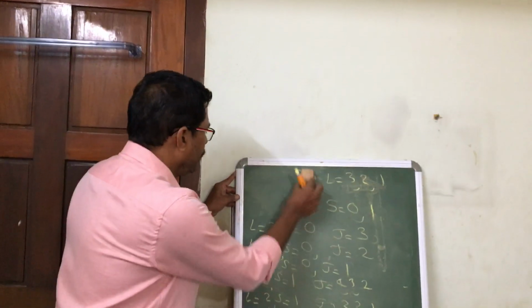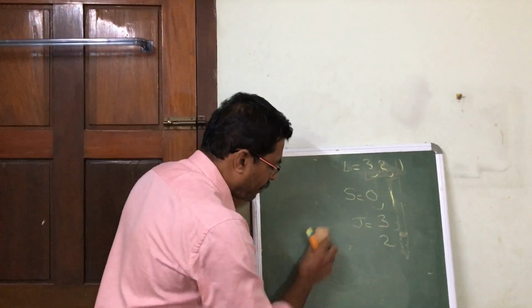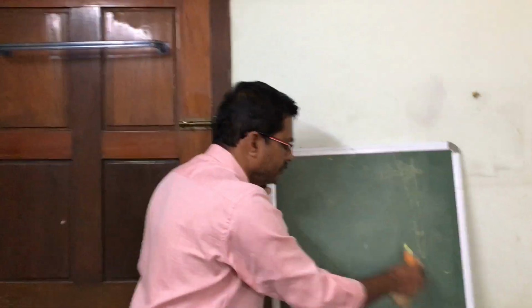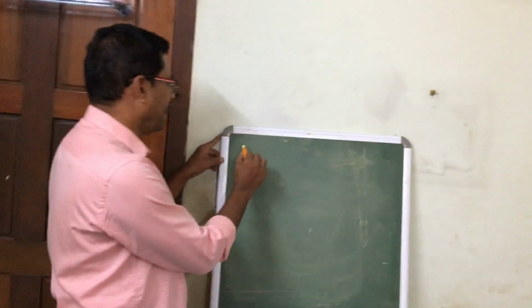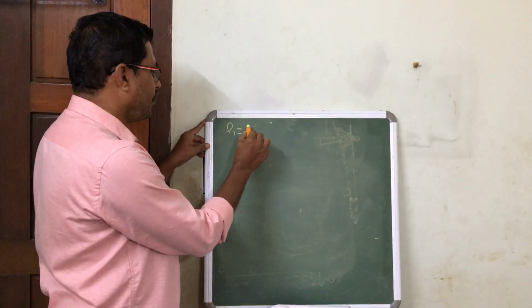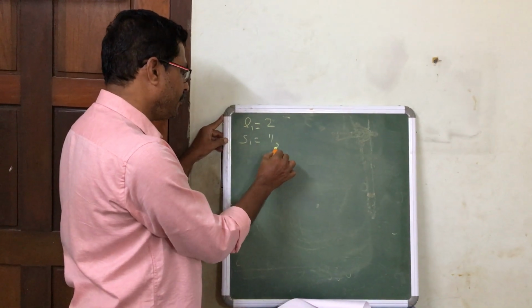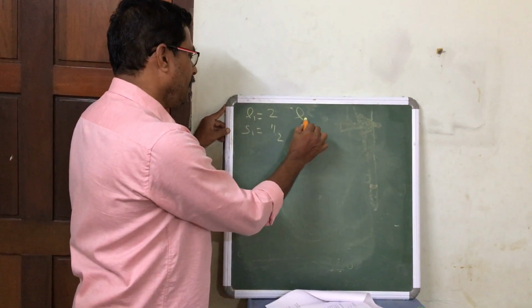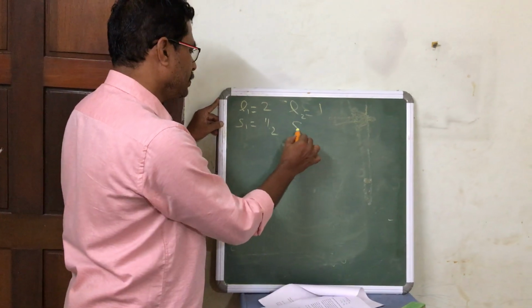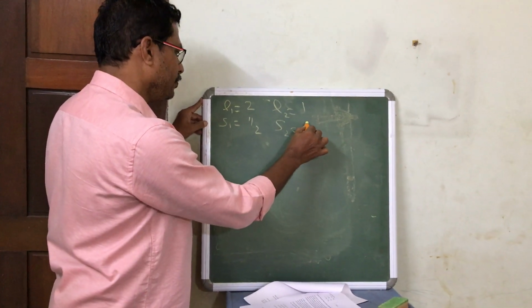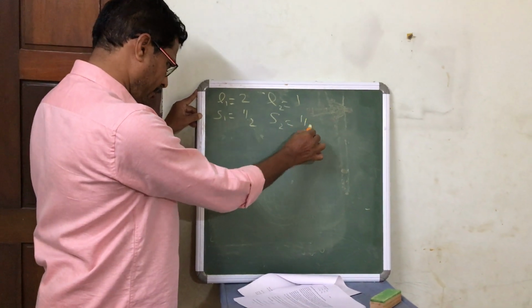So next we can look at JJ coupling. We can start with the same example. We have L1 equals 2, S1 equals half, L2 equals 1, S2 equals half.